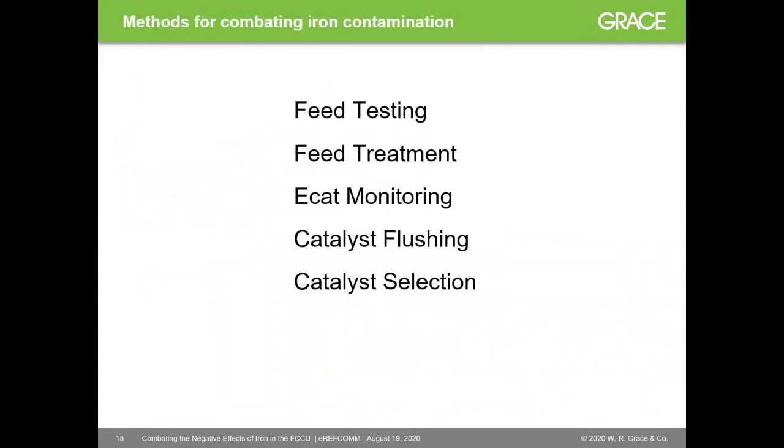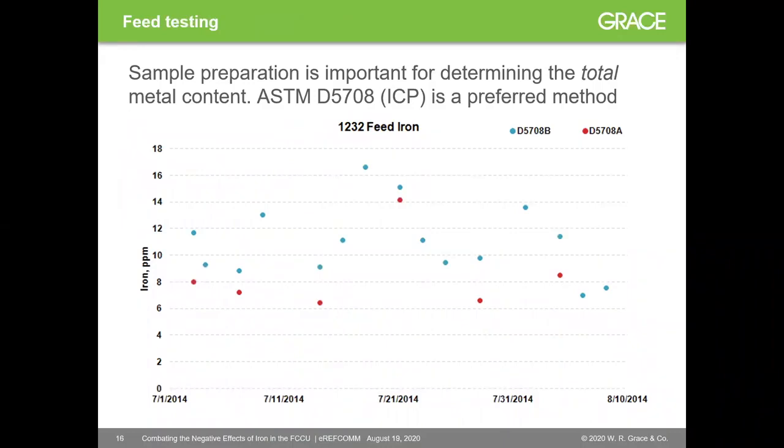Now let's move on to discuss all of the methods used to overcome the effects of iron poisoning. These methods were a combination of preventative, routine monitoring, and actions to help lessen the detrimental effects. The testing of feed streams, such as crude oil, provided valuable information to help drive adjustments such as catalyst addition rate. ASTM D5708 utilizes inductively coupled plasma, or ICP, to measure the metal content in the oil. There are two methods of sample preparation. Method A dissolves the sample in an organic solvent, while method B uses an acid to digest the sample.